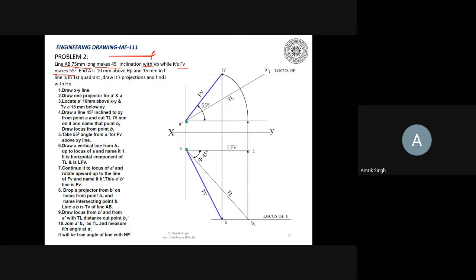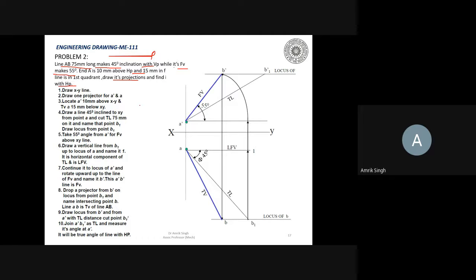ठीक है. Okay, so now the end A is 10 millimeter above HP and 50 millimeter in front of VP. यहाँ पूरा नहीं आया है. In front of VP. Line is in first quadrant. Draw its projection and find the inclination with HP.